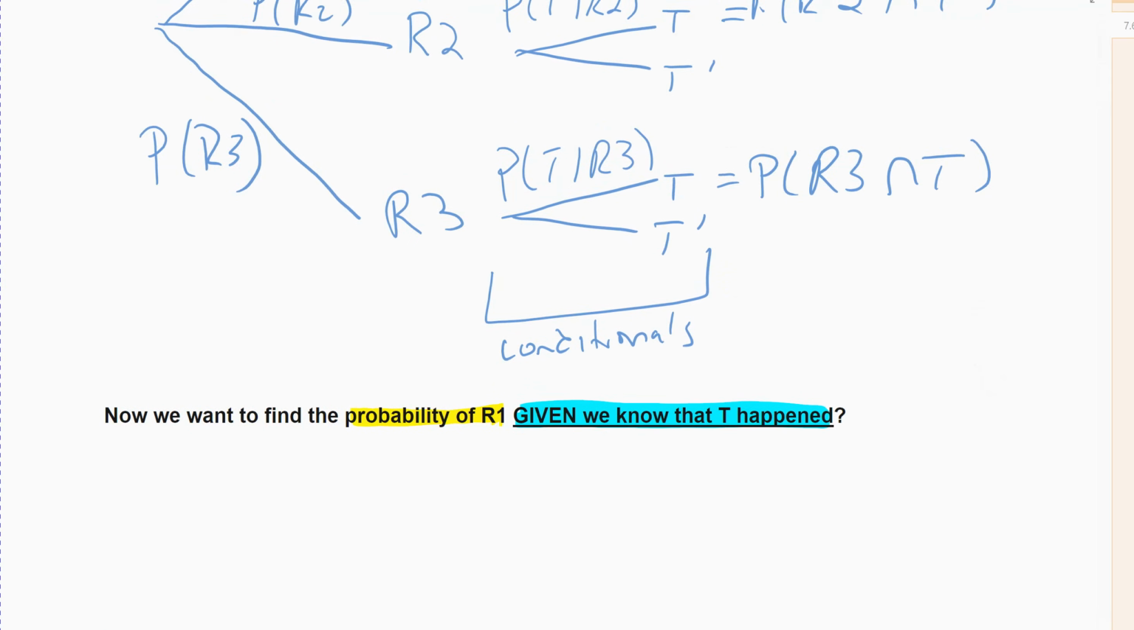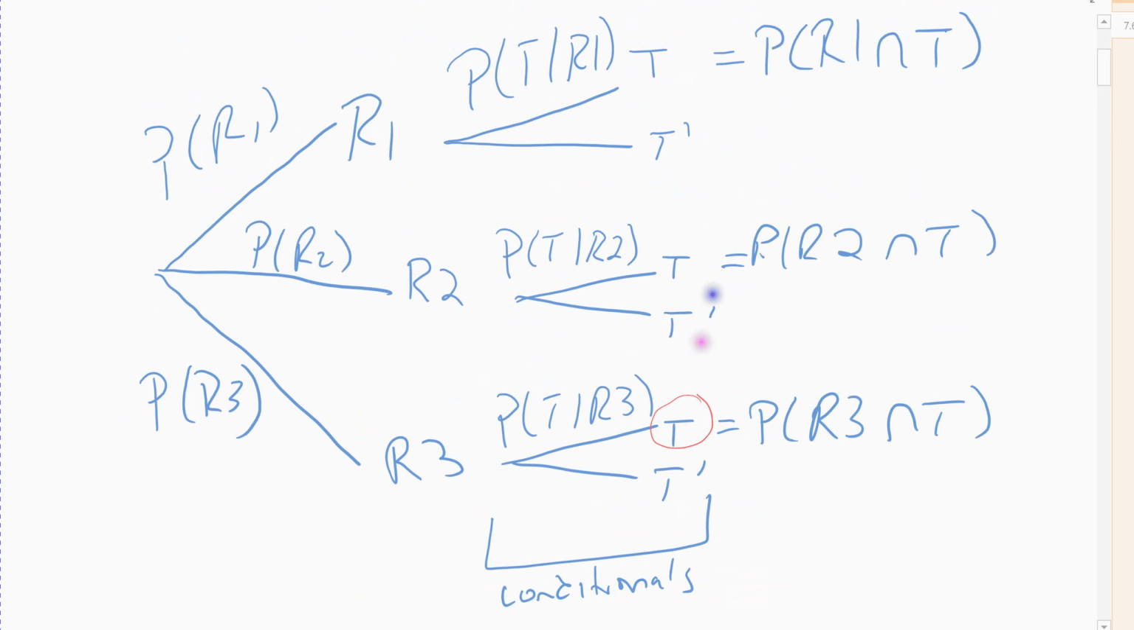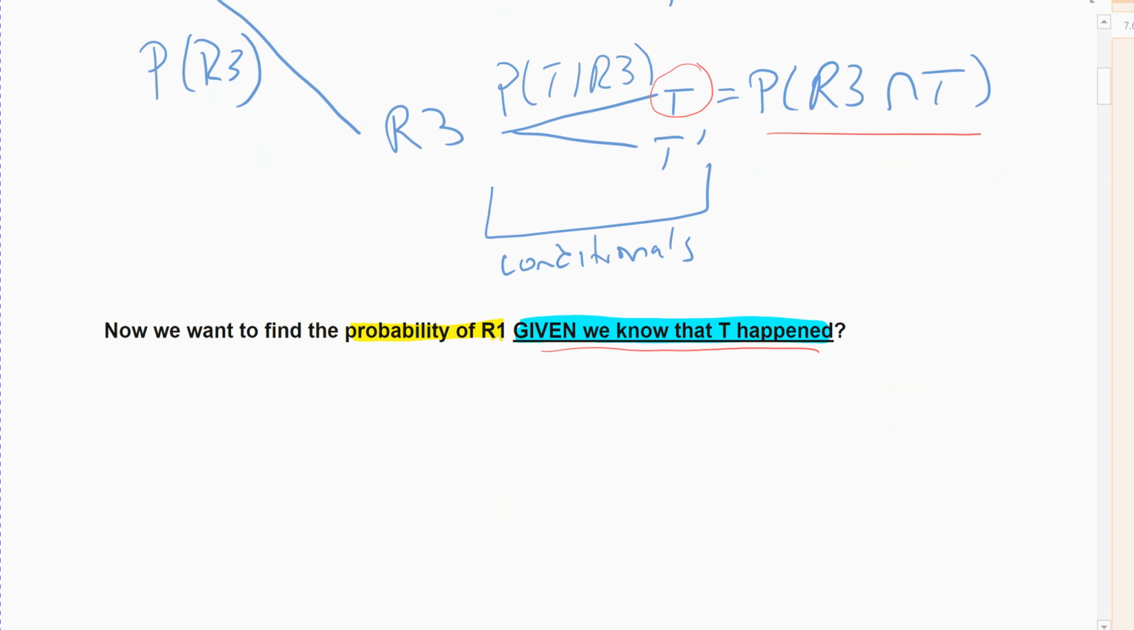We were given T occurred. So I know that on one of these results, I ended in T, and that's all I know. All I know is T occurred. I don't know if it came from the first event and then T, the second event and then T, or the third event and then T. And so all I know is I'm given T happened. And so this is the conditional probability. Well, what's the probability it came from the first event, given I know T occurred?